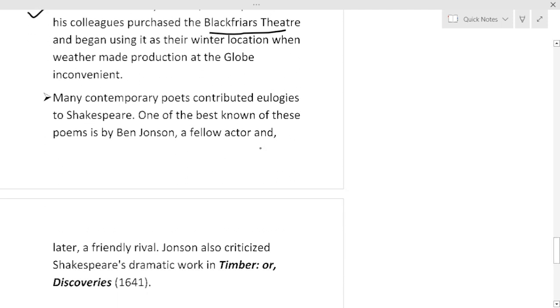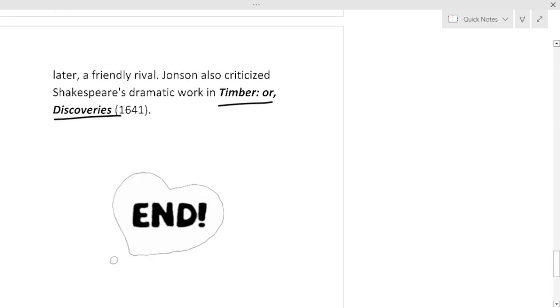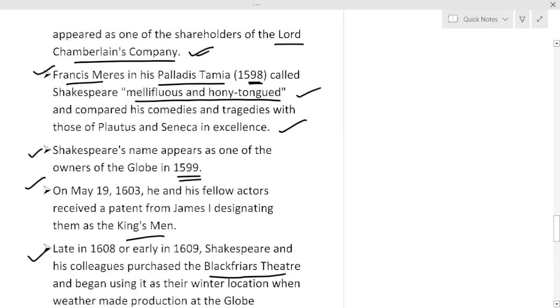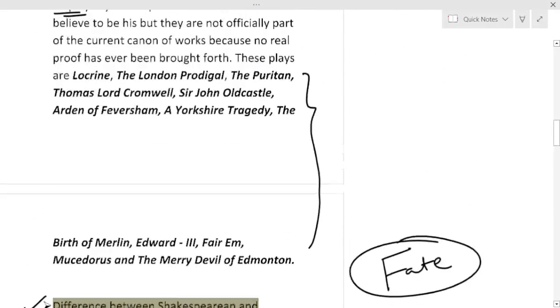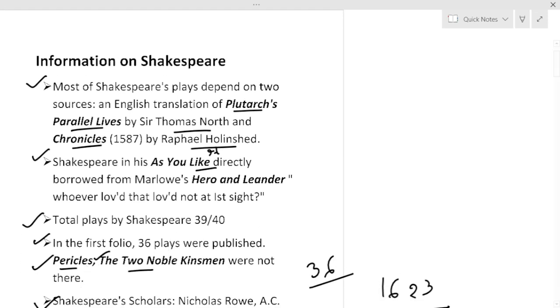Many contemporary poets contributed eulogies to Shakespeare. One of the best known of these poems is by Ben Jonson, a fellow actor and later a friendly rival. Jonson also criticized Shakespeare's dramatic work in Timber or Discoveries. Okay, today we finish with this Ben Jonson criticism of Shakespeare, and there is more and more. If we talk about information on Shakespeare, we cannot finish it. There are so many of them.